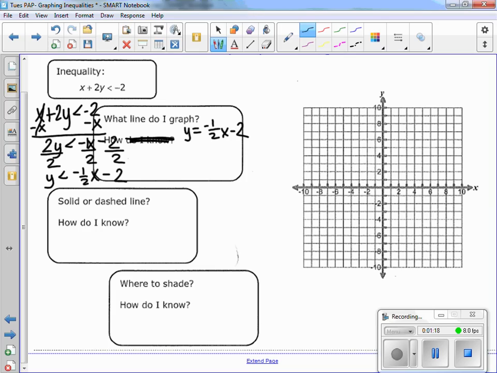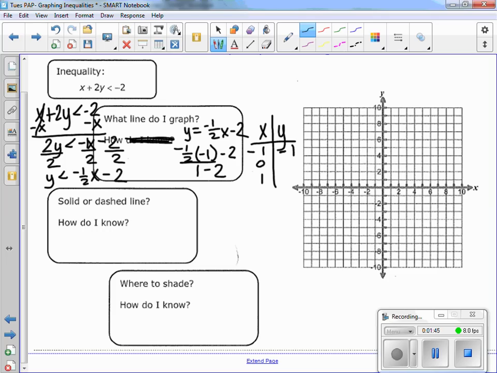And don't worry about this question. So the next part is going to be doing a table. I'm just going to choose a few easy test points to figure out what my line should look like. So I'm going to plug in negative 1. That's going to be negative 1/2 times negative 1 minus 2. So this gives me a positive 1 minus 2, which gives me a negative 1 for my chart.